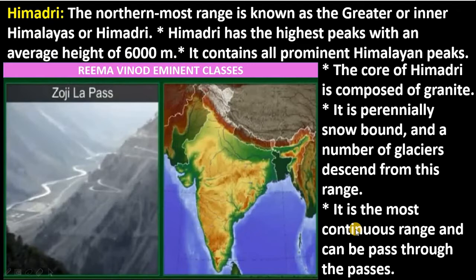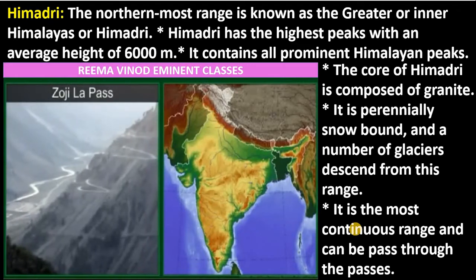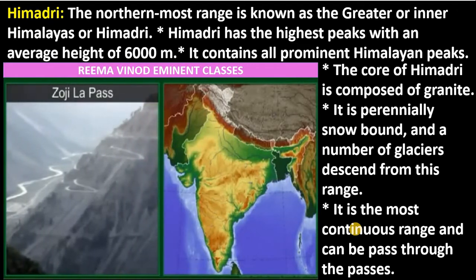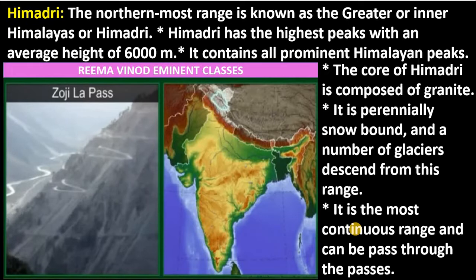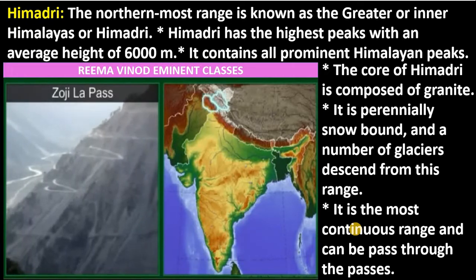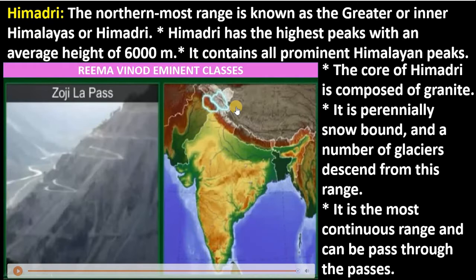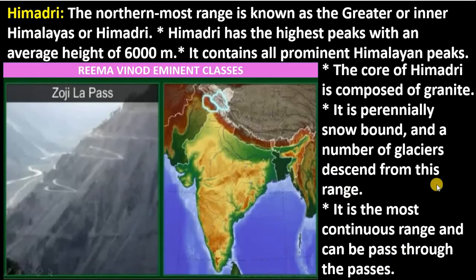These mountain ranges are very continuous and can be crossed only through a pass. What is a pass? A pass is a gap in the mountain range. It means the mountain range has a gap in between, so from there you can easily cross the mountain. Okay, so the passes in the Himadri range are Jojila Pass, Shipkila Pass, and Nathula Pass. These are the passes here.